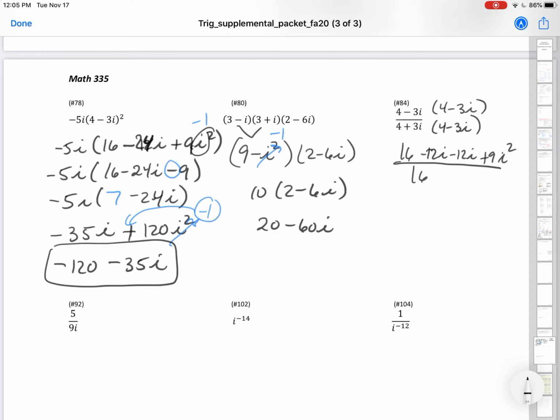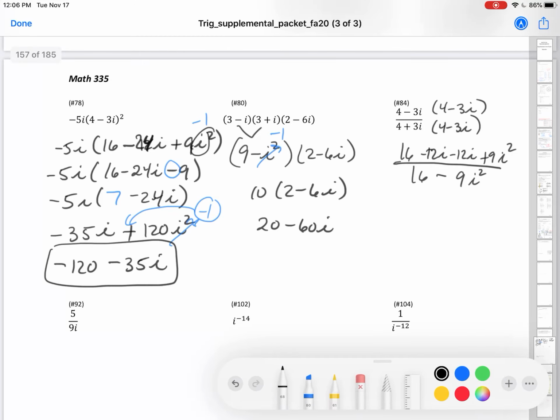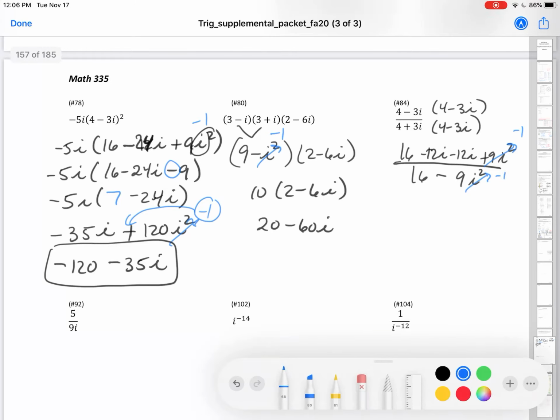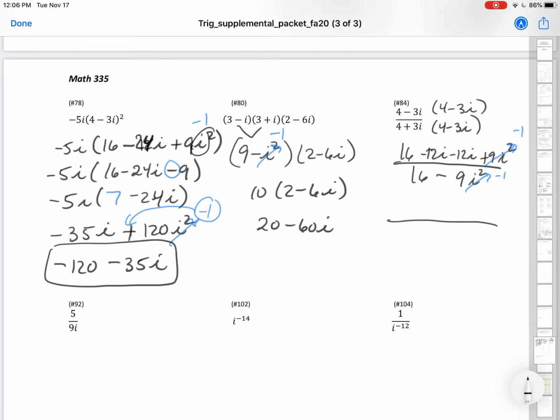4 times 4, 16. 4 times negative 3i, waste of time. You know that you're not going to get a middle term, so don't do that. Positive 3i times negative 3i. A positive 3 times negative 3 is negative 9. i times i is i squared. Let's go make our i squareds negative ones, and let's see what we get. Let's talk ourselves through this. So what do we have? Right, we're good math students. We have 16 and a minus 9. 16 minus 9 is 7.